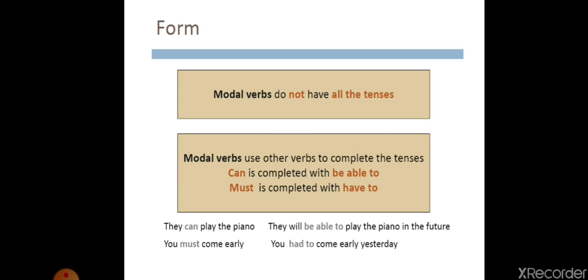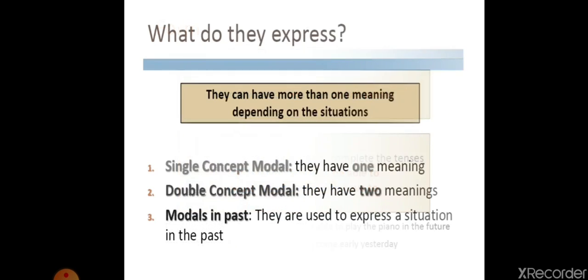They can play the piano. It shows the possibility, the ability of an individual to play the piano. You must come early. So, instead of must, we are going to write have to or had to. You had to come early yesterday.